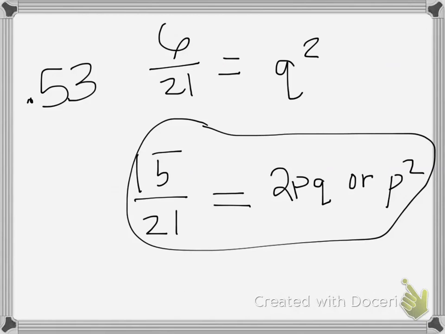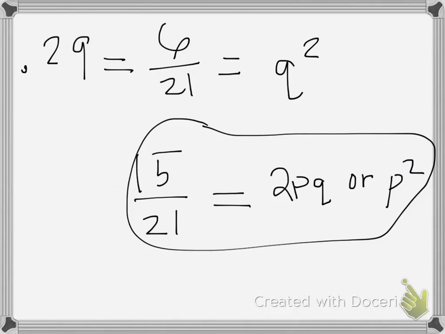How can I find q? You always want to solve for q first. So how do I find q? Wait a minute. Okay, 6 divided by 21 is q squared. Oh, I got you. Okay, 6 divided by 21 is 0.28. We'll say 0.29. Okay, that's q squared.